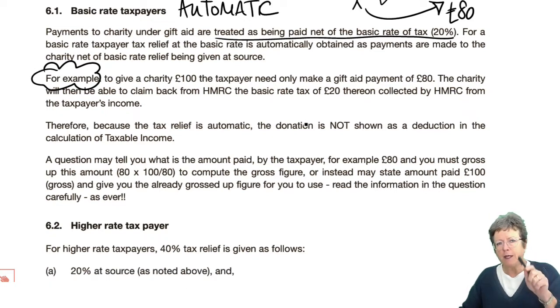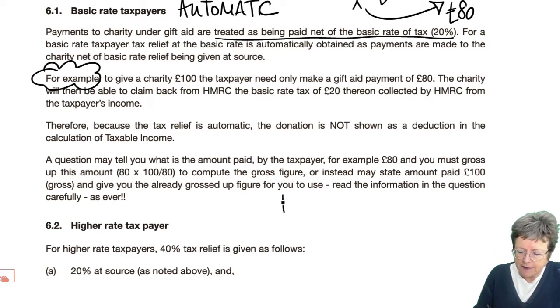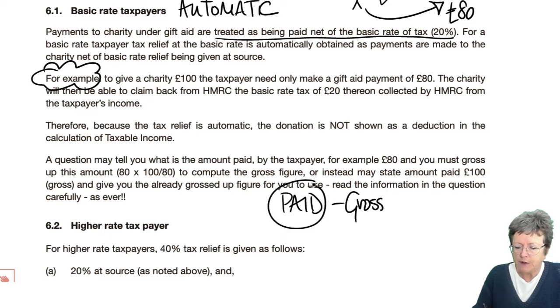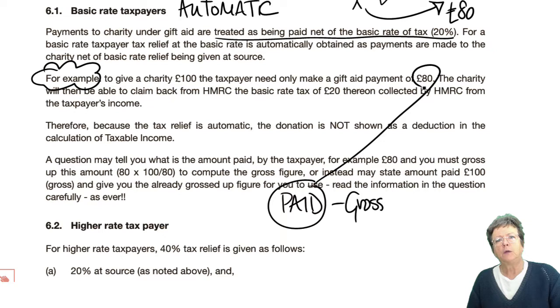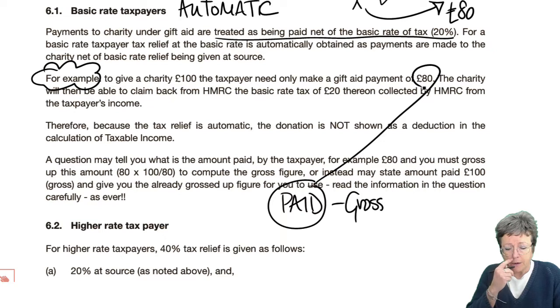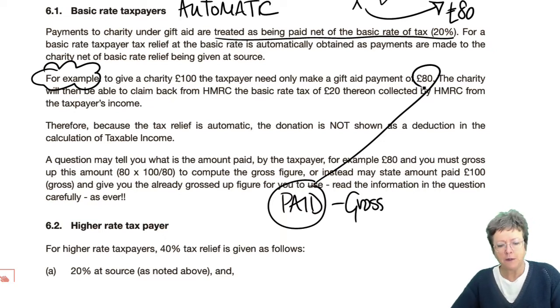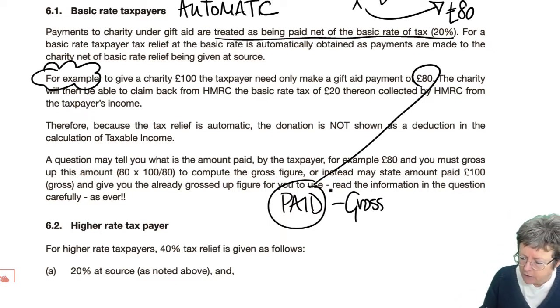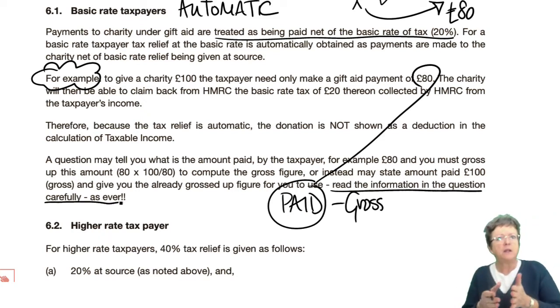Now, the one thing to be careful with is to make sure that you read the question carefully to see whether it says he paid it or whether it is the gross figure. If he paid it, then it's that net figure, because that's what you paid, and therefore you have to gross it up, by multiplying it by 100 and then dividing it by 80 to work out the gross figure. So just make sure, and I've written it there, read the information in the question carefully. You have to do that anyway, but particularly with this.